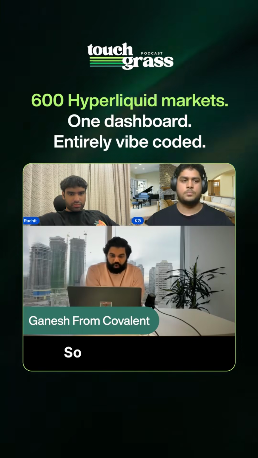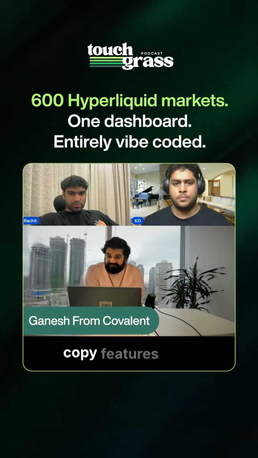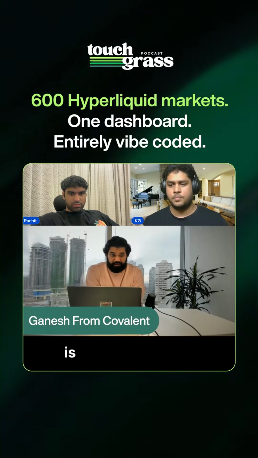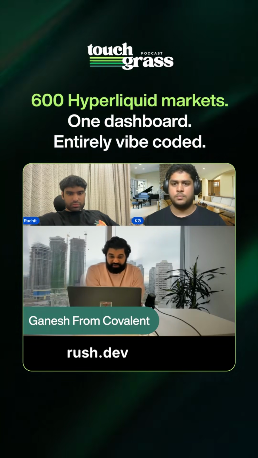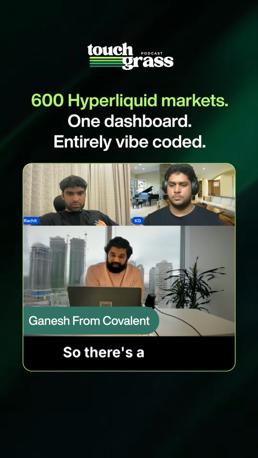This is crazy. So now what we're doing is we're going to all the different apps in the ecosystem and asking them to copy features from this dashboard into their app. So the ecosystem play here is we're looking to elevate the entire space. So you don't always have to come to hyperliquid.goldrush.dev to check this out. We have a couple of apps coming up. There's a couple of things that are very, very interesting.